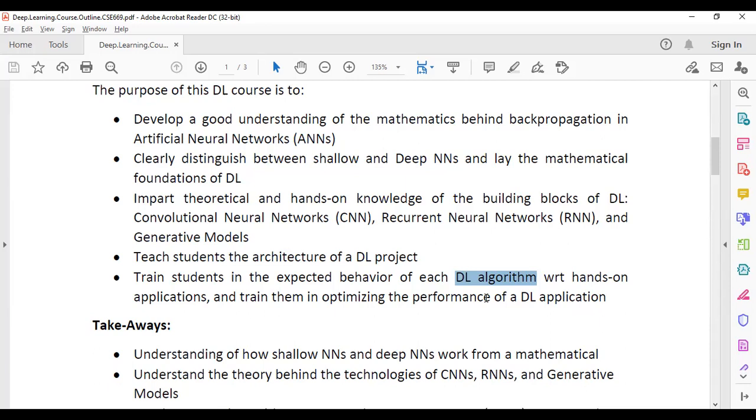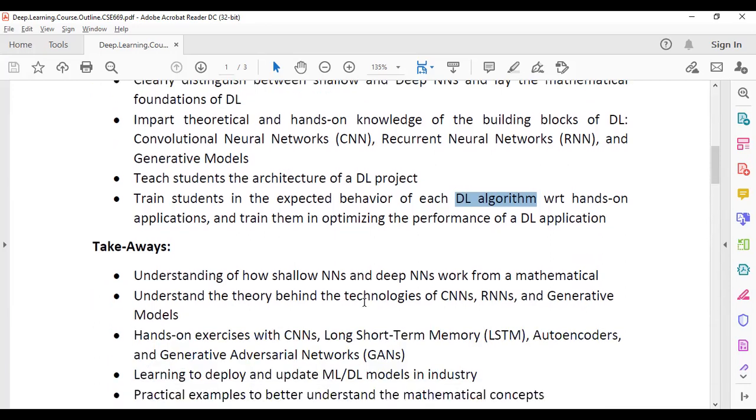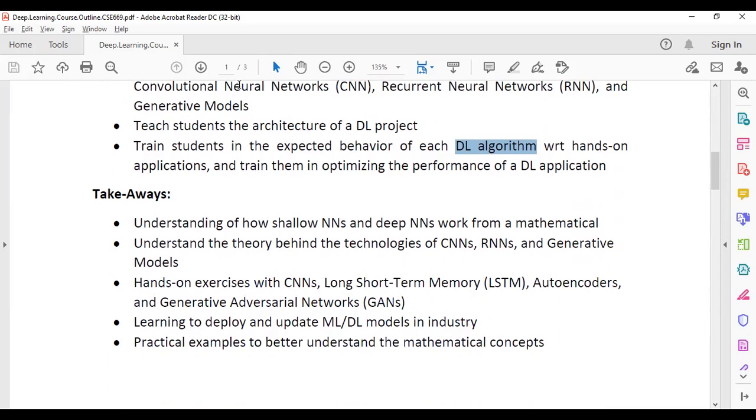There is no other solution. There is no standardization with respect to that. No one can standardize it. You just have to experiment for yourself. So that's why you have to do extensive hands-on as well. So these are the takeaways, pretty much what we have studied above. You will understand the theories of these things, and you will do the hands-on with CNNs, LSTM, which is a type of recurrent neural network, autoencoders, and GANs.